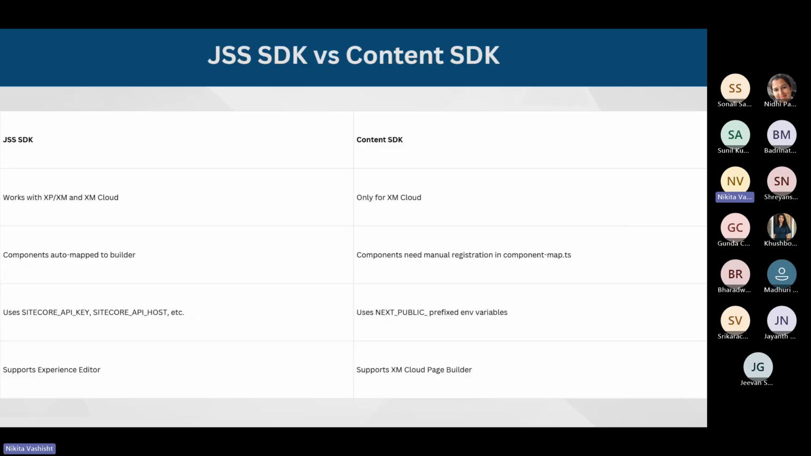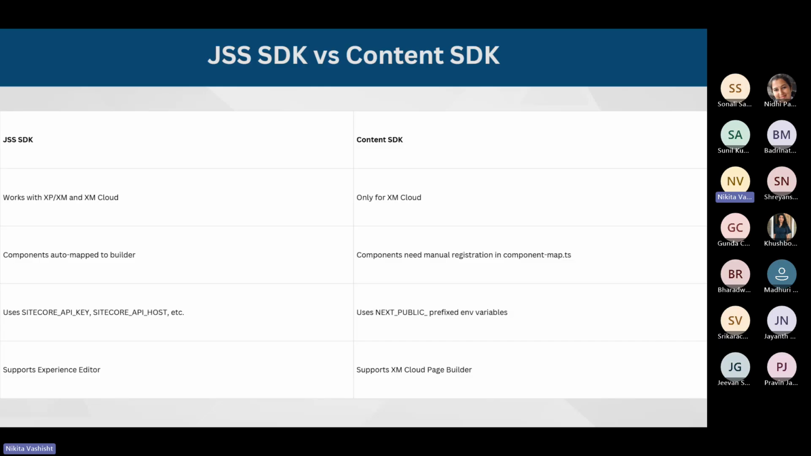Now, what are the basic differences between JSS SDK and Content SDK? JSS SDK works for XM, XP, and XM Cloud. Content SDK is supported only for XM Cloud. With JSS SDK, components are auto-mapped to the builder, whereas for Content SDK, we have to manually register all the components that we are building in XM Cloud in our component map.ts file.